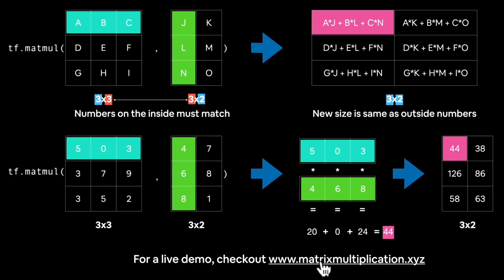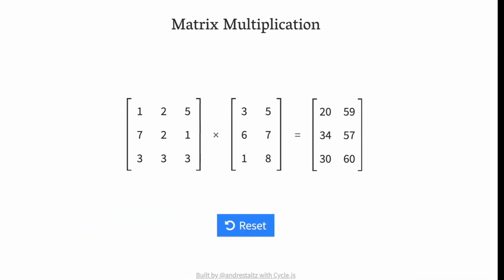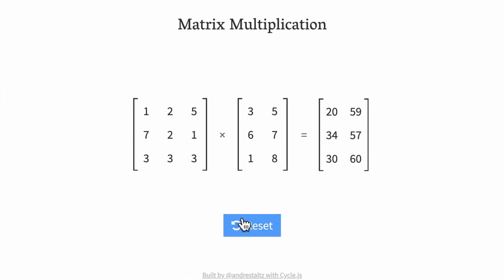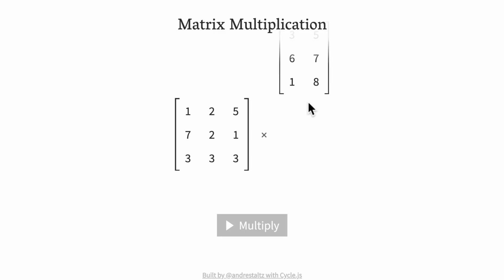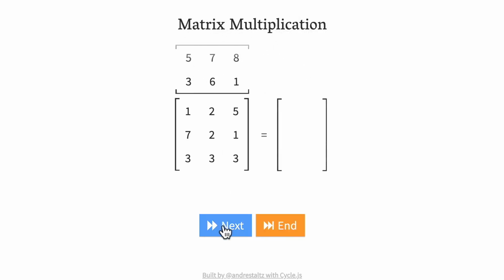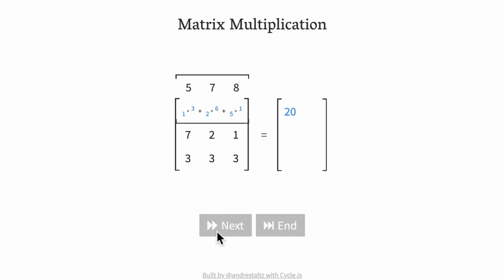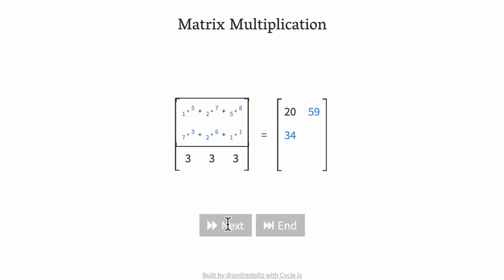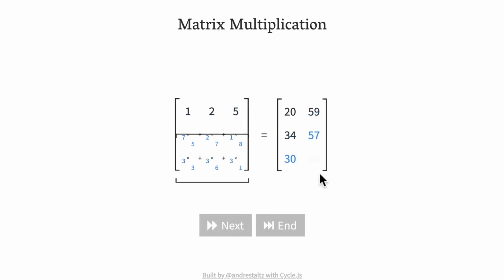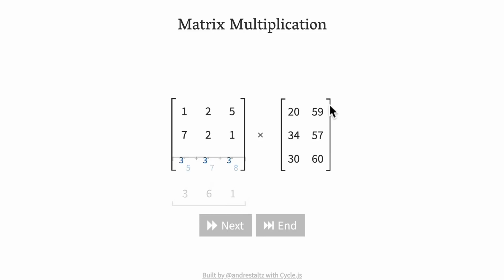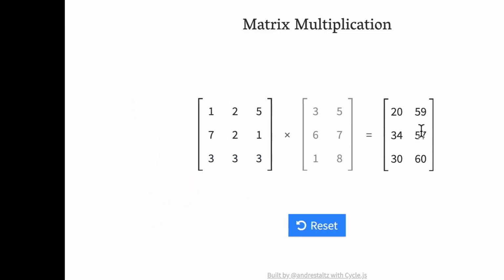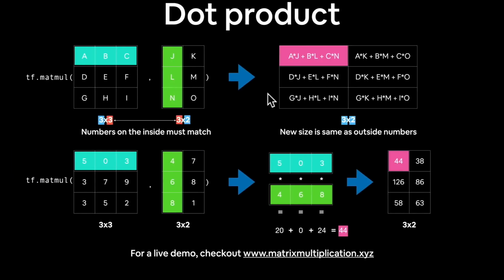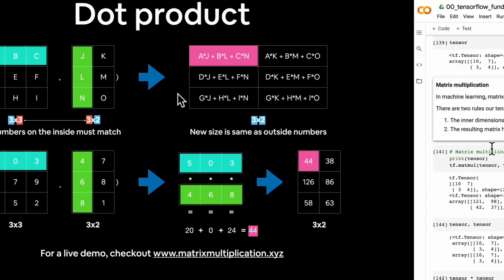Now, the live demo we've already had a look at. Matrix multiplication.xyz. This is what's happening here. If we reset and multiply, we take that, we flip it on the top, then we go here, we get 20, and we get the next 2 elements, and the next 2, and the next 1. So this is a moving diagram of what's going on here. So let's go back to our code. Let's fix it up. Let's make it work.